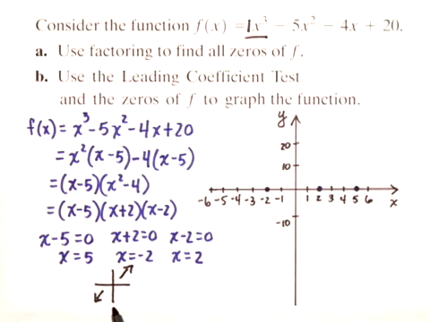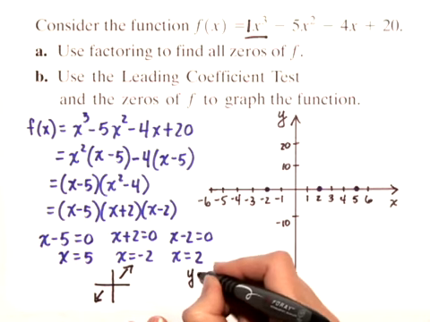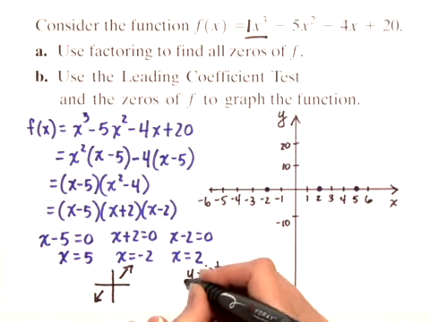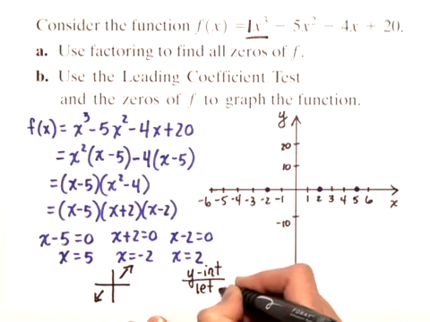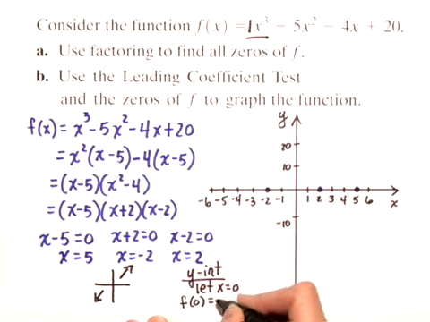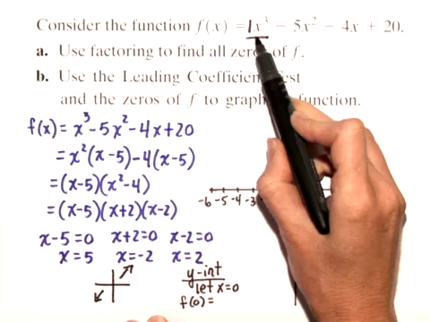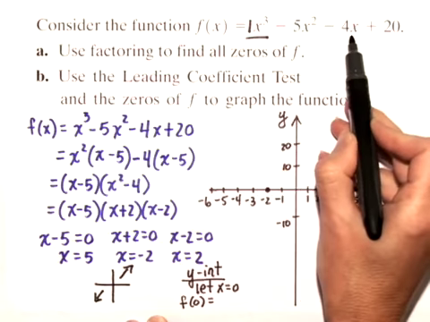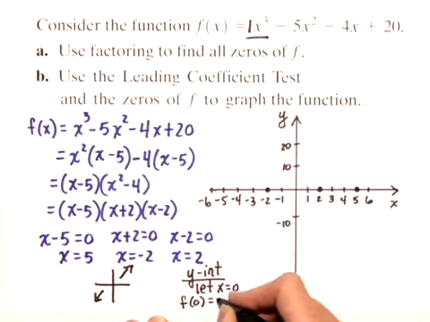So, using this information along with our zeros, we can also do one other thing to get a little bit more accurate of a sketch. We can look at the y-intercept. The y-intercept will occur whenever we let x equal 0. If we let x equal 0 in our original function, f of 0 gives us 0 minus 0 minus 0 plus 20. So we'll see that 20 is our y-intercept.